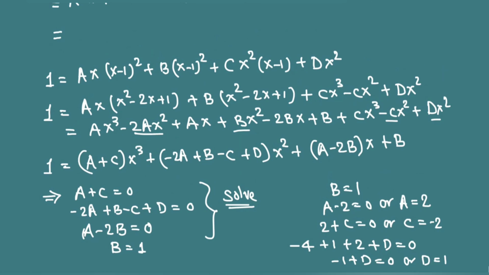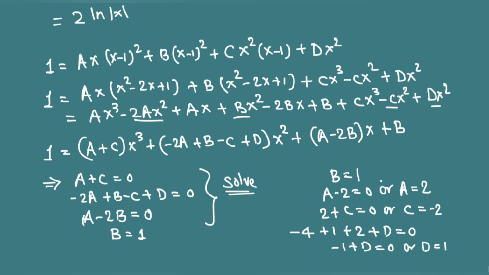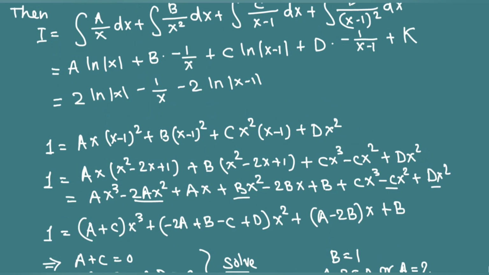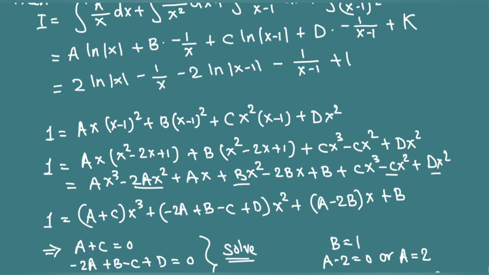So we go back and plug these values in, and we get the final answer. We have a natural log of absolute x, a is 2, so 2 natural log of absolute x, minus b over x, b is 1, so minus 1 over x, plus c is negative 2, so negative 2 natural log of absolute x minus 1. And d was found to be 1, so minus 1 over x minus 1, plus k, and this is the final answer.